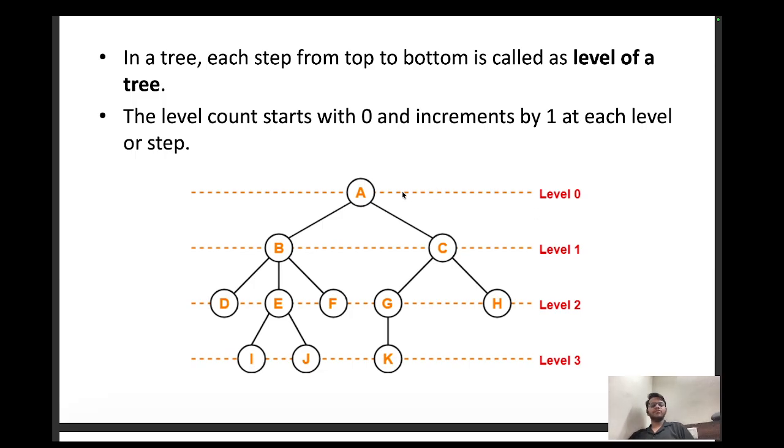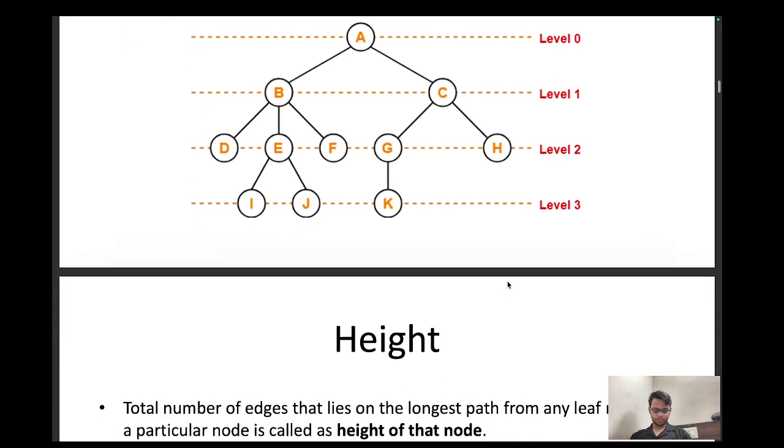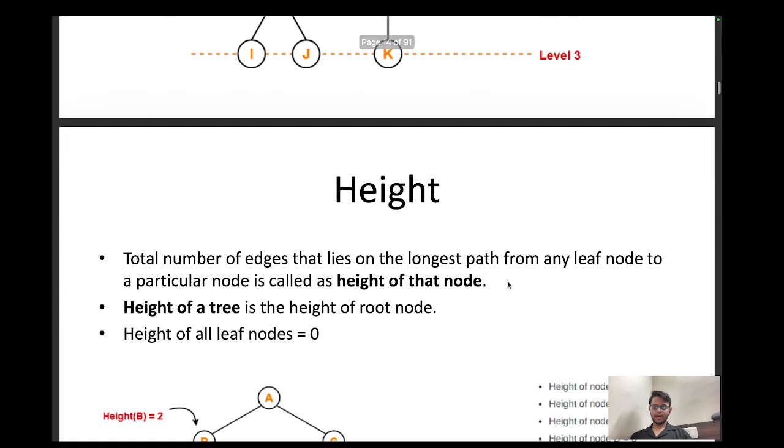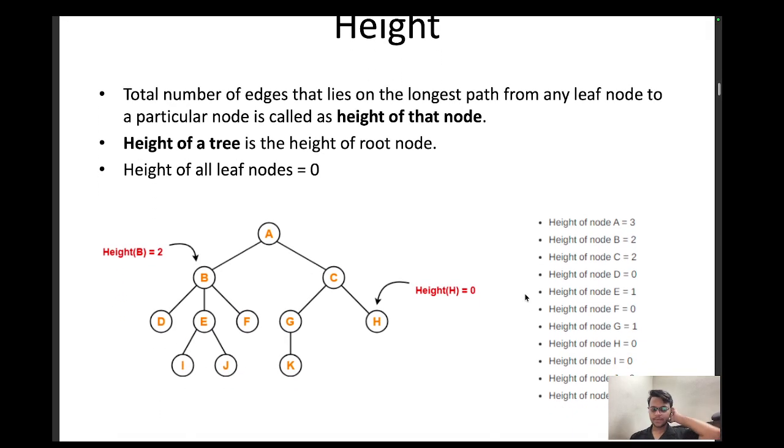So it becomes easier if we take the uppermost root node as level 0. Yeah, so that is the idea behind it. Now see what is the height of the tree.